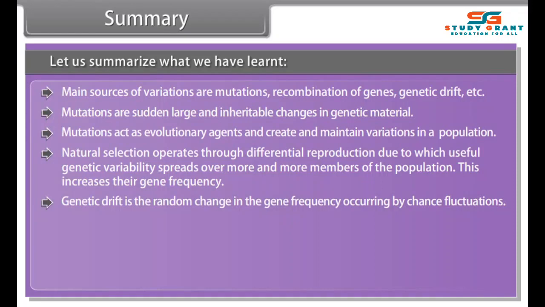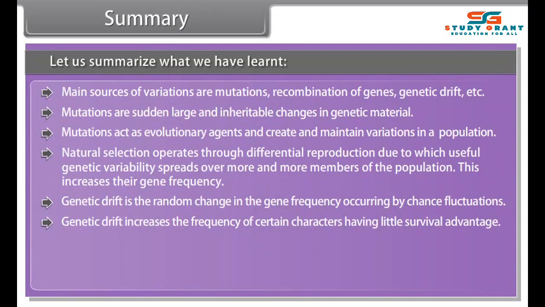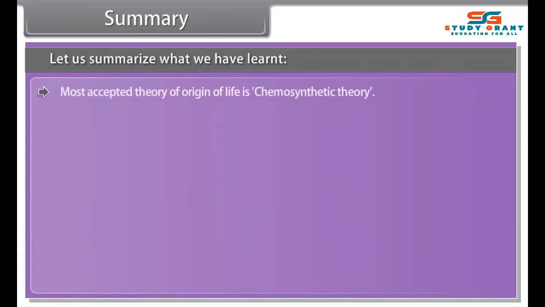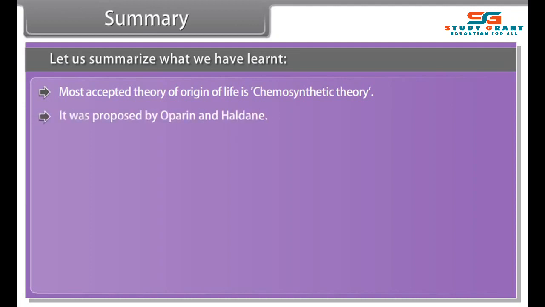Earliest cells were anaerobic, prokaryotic, and chemoheterotrophic in nature. A.I. Oparin wrote the book Origin of Life in 1936. Herbert Spencer gave the term evolution. Charles Darwin proposed the concept of organic evolution, which propounds descent with modification.